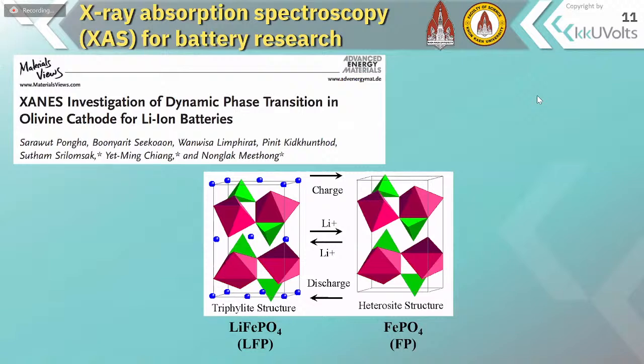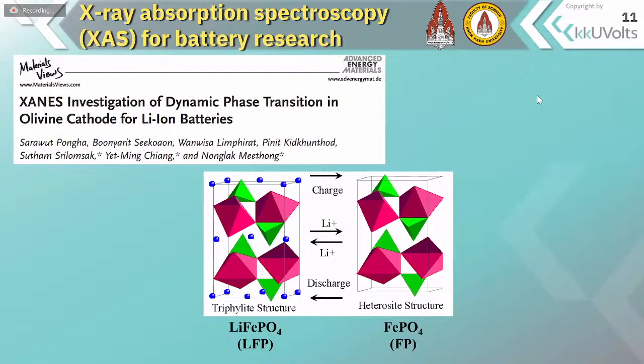Now, let's move on to LFP cathode material or lithium iron phosphate. The electrochemical mechanism of lithium iron phosphate cathode material is related to the formation between lithium iron phosphate and iron phosphate.